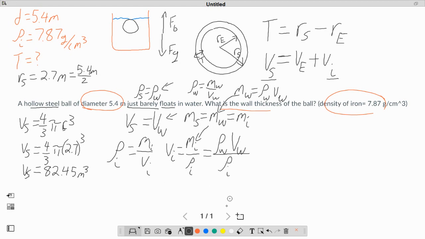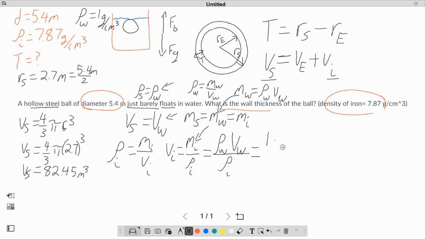Now, the issue is I have the density of our sphere as 7.87 grams per centimeter cubed, and our default units are slightly different. I'm not going to take the time to convert this. If you don't know this, the density of water is 1,000 kilograms per meter cubed, but it's only 1 gram per centimeter cubed. So you can convert that, or you can look it up, or just memorize it, honestly. So the density of water is 1.